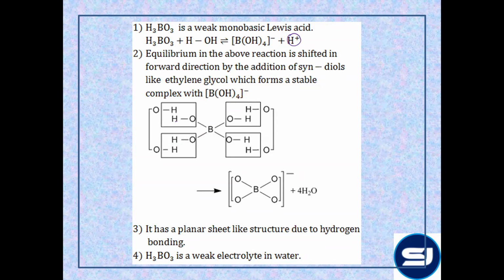So with this BOH4, when we add the ethylene glycol, it forms a cyclic structure like this, due to which the equilibrium shifts to the right hand side, and if it shifts to the right side, it means it will have more solubility in the glycol. It has a planar sheet-like structure due to hydrogen bonding and does not have a three-dimensional structure. And it's a weak electrolyte in water, yes.